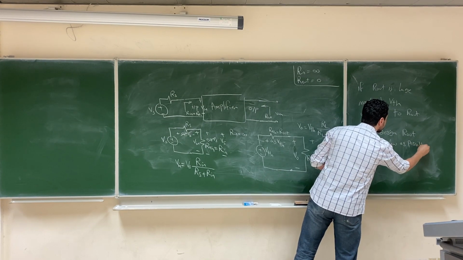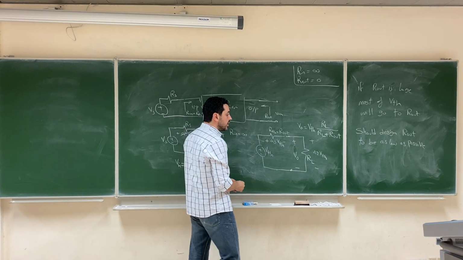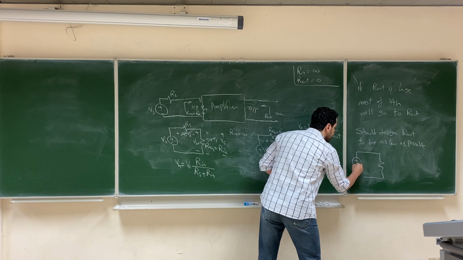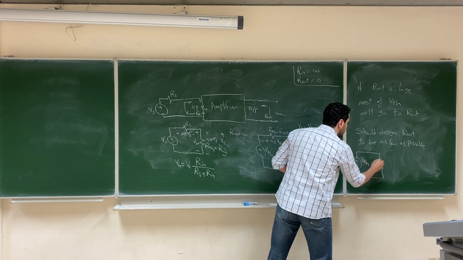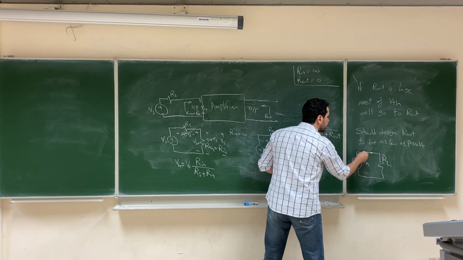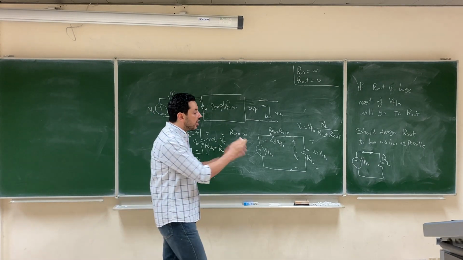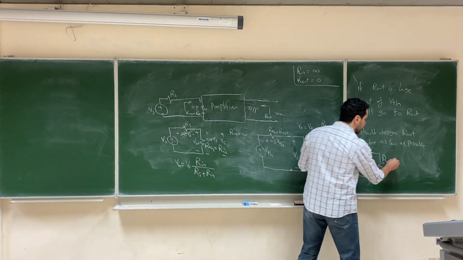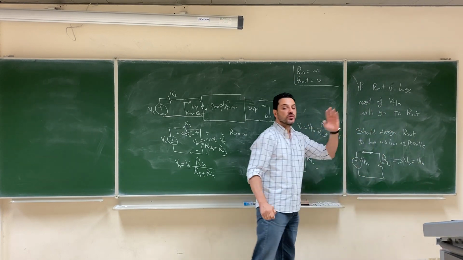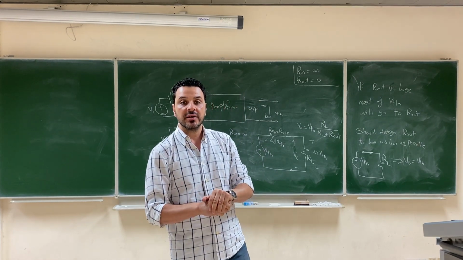If we can make it zero, what will happen? If our output resistance is zero, then we'll end up with a circuit that looks like this: V Thevenin and R load. So if the output resistance of the amplifier is zero, then the voltage across the load will always be equal to V Thevenin. In this case, V output will always equal V Thevenin, regardless of the load. Even if you change the load, V output will be equal to V Thevenin.